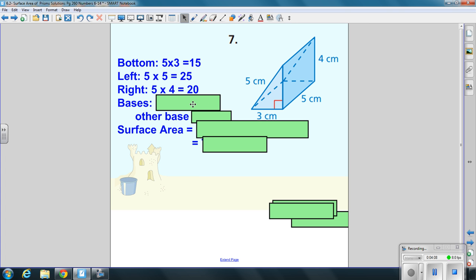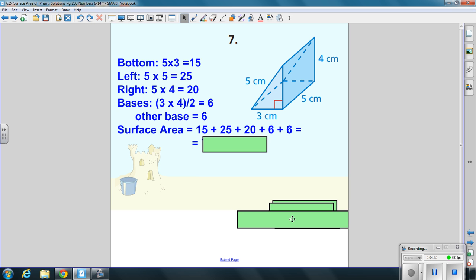The bases, remember, they're triangles. To find the area of a triangle, it's base times height divided by 2. So the base is 3. The height, this line, is parallel to this line here. So we have 3 by 4, which gives us 12, divided by 2 gives us 6. So the other base, this other triangle, is also 6, so we don't need to do any work for that. Total surface area, we're going to add up all of our totals, 15, 25, 20, 6, and 6. And punch that into your calculator, we get 72 centimeters squared. Any questions, please ask.